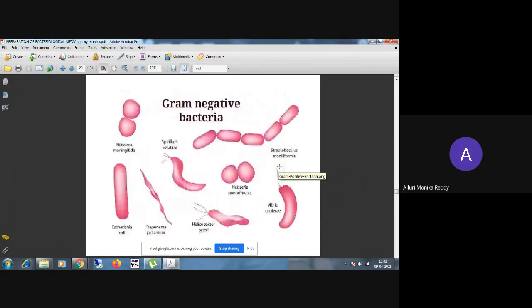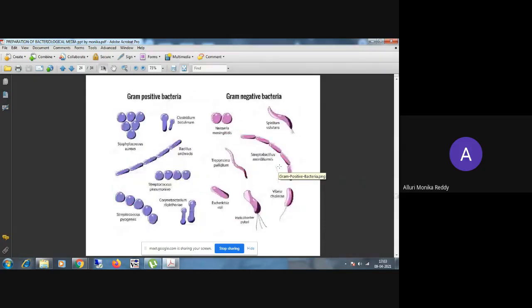And the next are gram-negative bacteria. Neisseria, I already told you, they're very delicate species. Spirillum, Escherichia coli, Treponema, Helicobacter, Neisseria, Vibrio cholerae, Streptobacillus moniliformis. Some of the gram-positive and gram-negative bacteria.